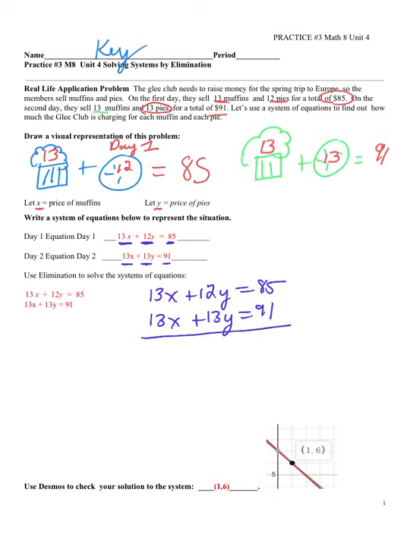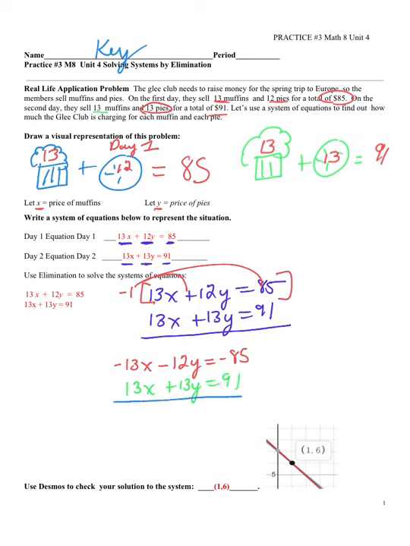Okay? So in order to do this, as this problem stands, we cannot add these two lines and wipe out one of the variables. So what we're going to do is multiply everything through here by -1. This will give us negative 13x, and you have to multiply everything by that -1, minus 12y equals negative 85. And then our second equation will be 13x plus 13y equals 91. I'm just copying that one over.